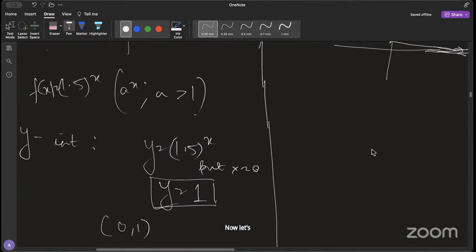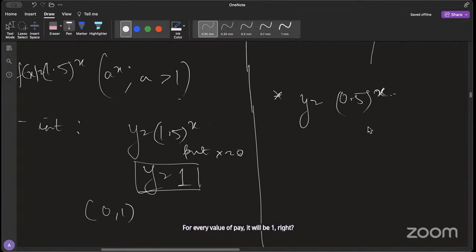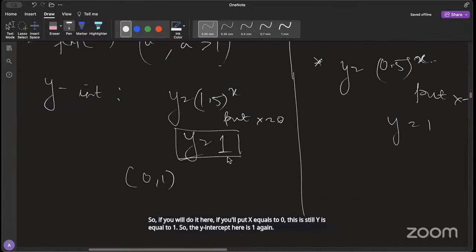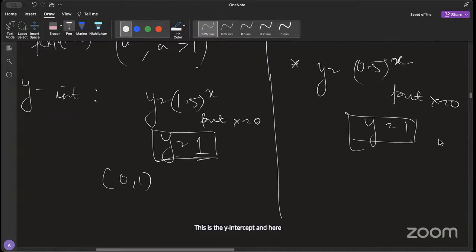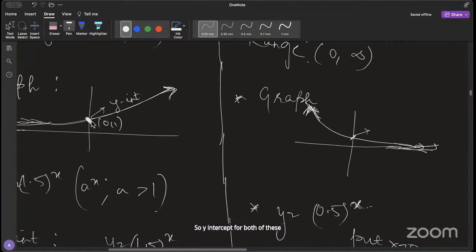Now let's do the same for the other function. For every value of a, it will be 1, right? Yes, it will be 1. So if you put x equals to 0 here, y is still 1. So the y-intercept here is 1 again. This is the y-intercept, and here this is the y-intercept. So the y-intercepts for both of these are the same. That means this point is also (0, 1). This point is also (0, 1).